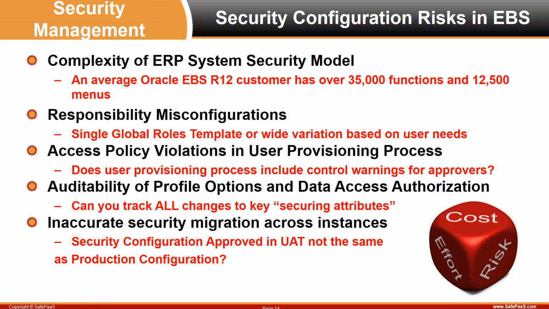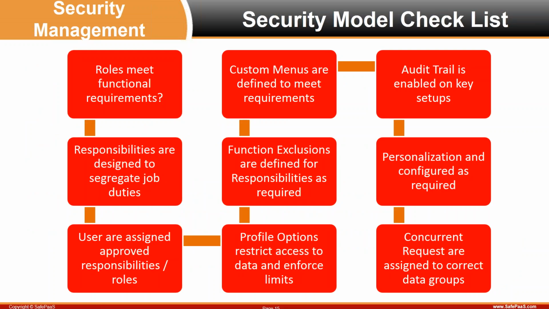Also, just the inaccurate settings like profile options and so forth, and differences between UAT and production, right? Those are inaccurate examples of different instances. For example, dev, test, prod having different configurations as a result of whether it's patch management, deployment, or whatever, you guys can imagine those reasons. So again, it's cost, effort, and risk that's introduced through security management.